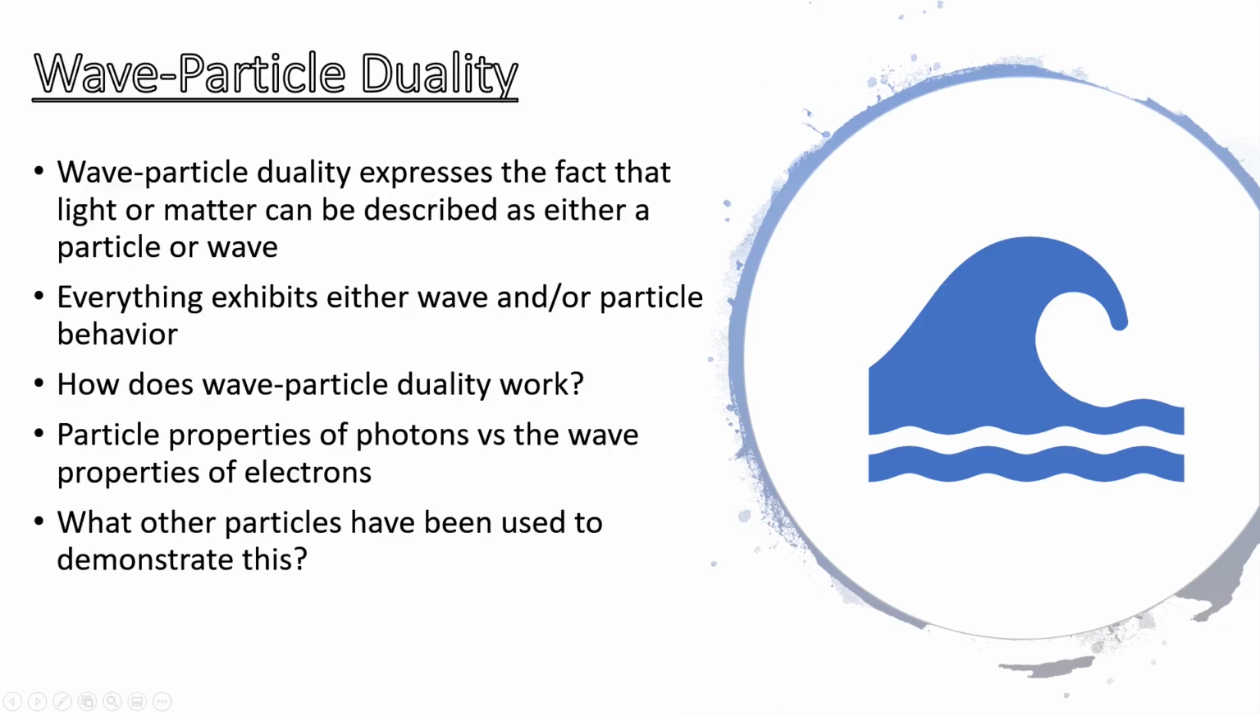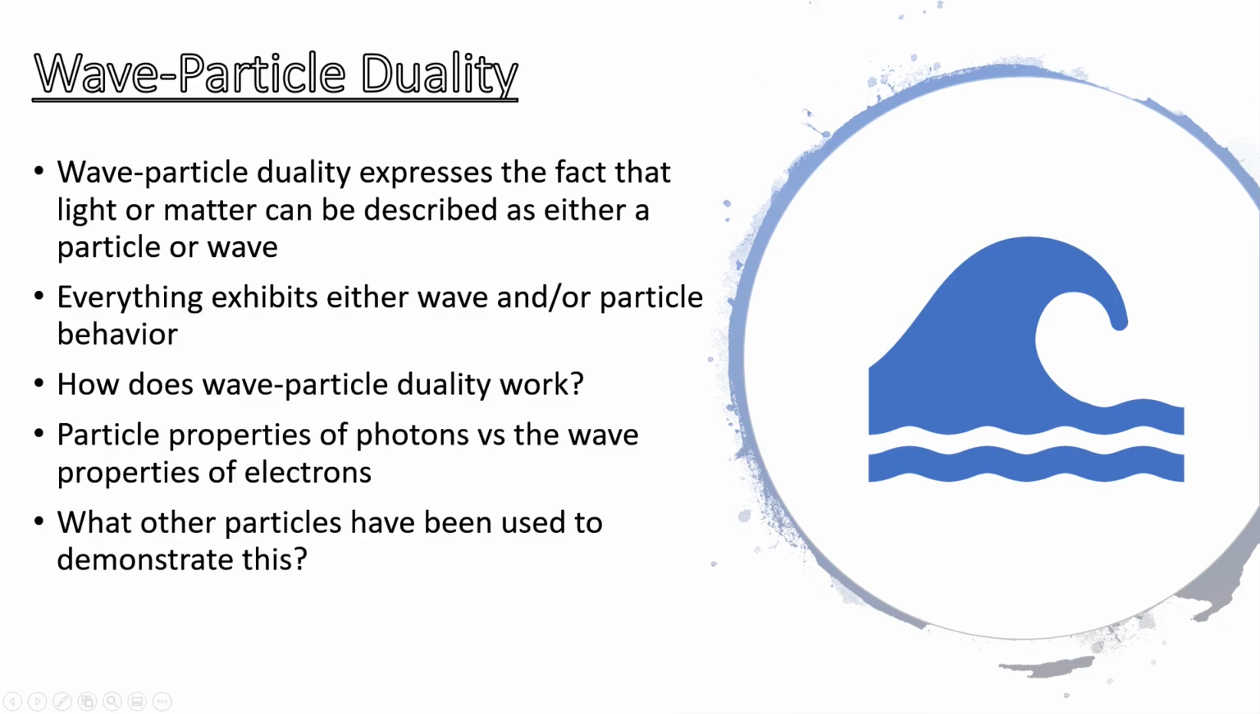So moving on to the topic of wave-particle duality. Wave-particle duality expresses the fact that light and matter can be described as either a particle or a wave, and that everything exhibits wave and/or particle behavior, and in some cases can do so simultaneously. So how does wave-particle duality work? Well, as I had mentioned, light and matter exhibit properties of both waves and particles.